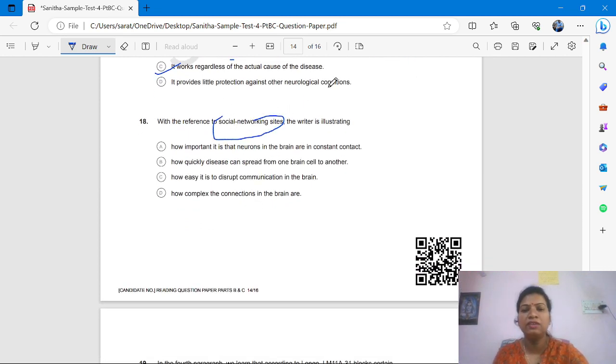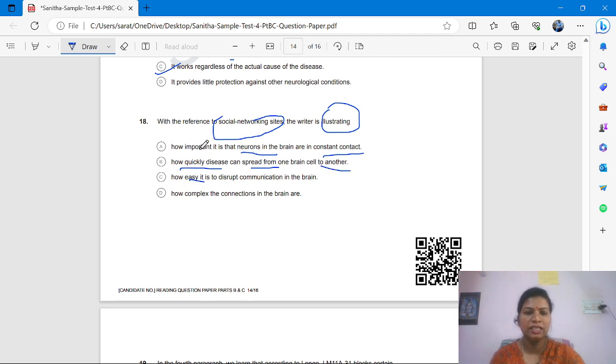What is the writer illustrating? We have to find out the social network circuit. How important it is that neurons in the brain are in constant contact. How quickly social networking sites, how quickly disease can spread from one cell to another cell.